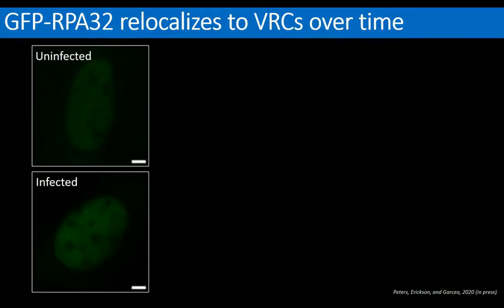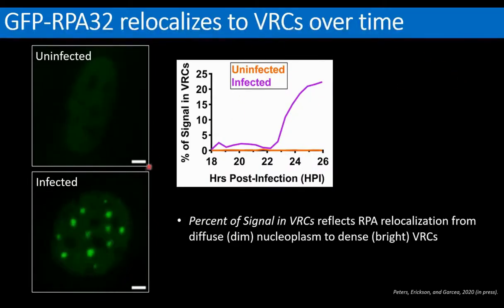Okay, so I created a MATLAB script that quantified GFP-RPA32 relocalization over time in single cell vignettes like this. This is one uninfected cell and this is an infected cell. The script quantified a number of different characteristics, but the percent of signal in VRCs was the primary metric I used to quantify RPA relocalization. Basically, this metric reflects the relocalization of GFP-RPA signal from the diffuse and dim nucleoplasm to dense and bright VRCs.